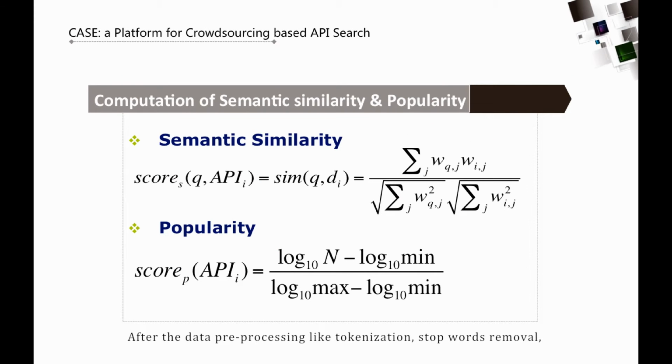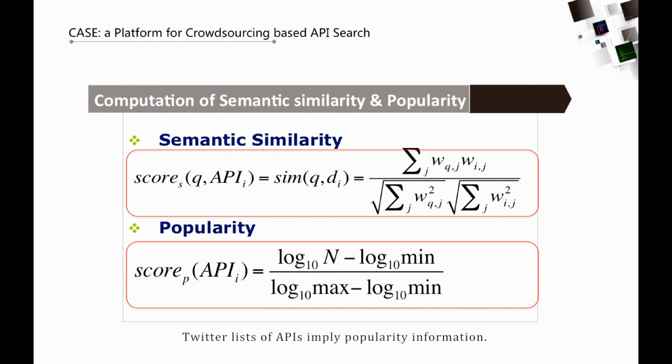After the data pre-processing like tokenization, stop-words removal, and stemming, the features extracted from lists and the given query could be mapped into a conceptual space through LSI. The returned relevant APIs are ranked according to cosine similarity, so the semantics-based rank score is defined as score S.